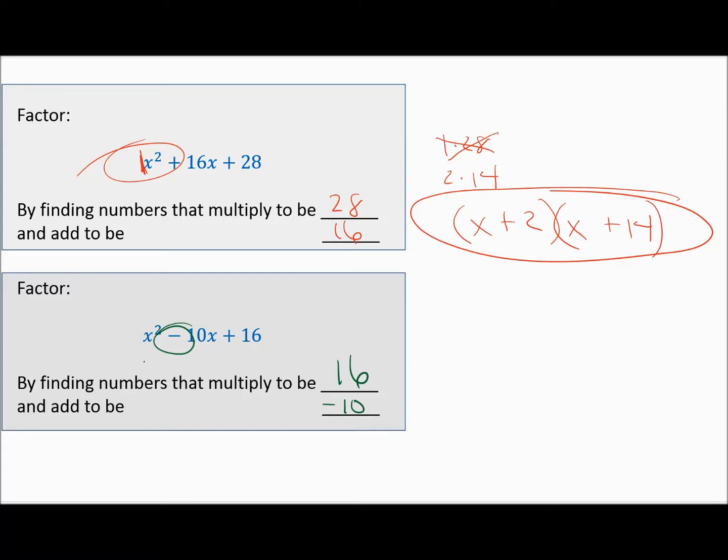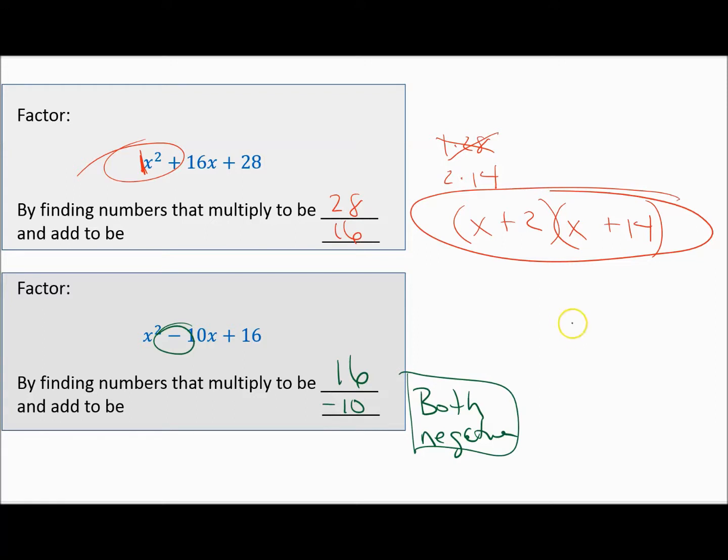Now we need to use our noggins a bit. The only way to multiply to be a positive number and add to be a negative number is if they're both negative. Both of our numbers are going to have to be negative to make this work. So anytime the constant's positive and the middle number is negative, both of our numbers are going to be negative.